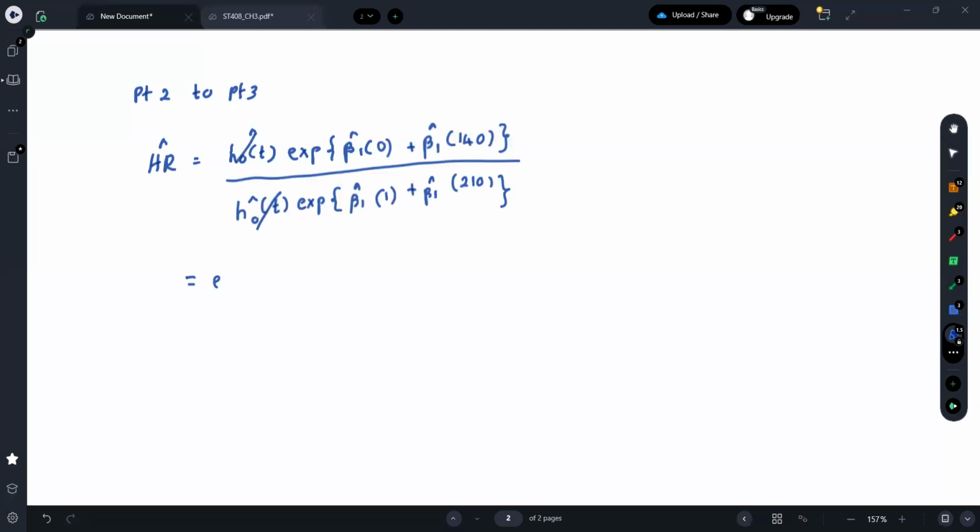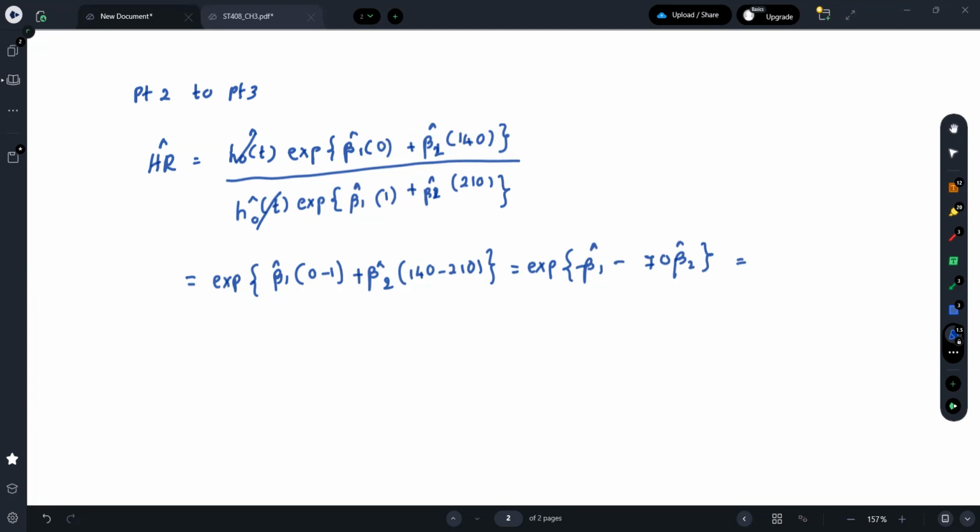Now what happens? EXP of beta 1 hat, due to the subtraction, 0 minus 1, plus beta 2 hat, 140 minus 210. So what do you get? EXP of negative beta 1 hat, since it was 0 minus 1, negative, and 140 minus 210 is again negative. This is the value, 70 beta 2 hat. So when you know the values of beta 1 hat and beta 2 hat, you can find this number.